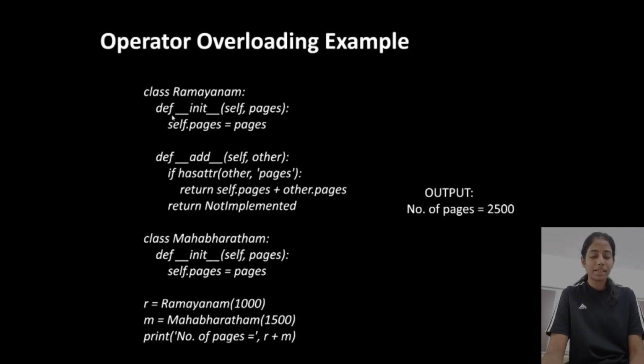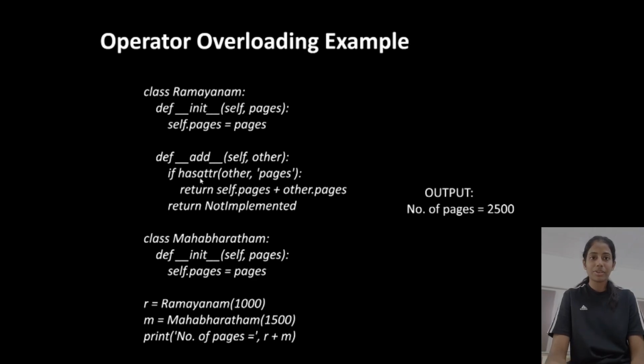Class Ramayanam, def __init__(self, pages), self.pages = pages. Here we are defining a class Ramayanam with a constructor that takes pages as an argument and stores it. Def __add__(self, other). If hasattr(other, 'pages'), return self.pages + other.pages. Else return NotImplemented. This is operator overloading for the plus operator. __add__ is the magic method that is called when r + m is executed.